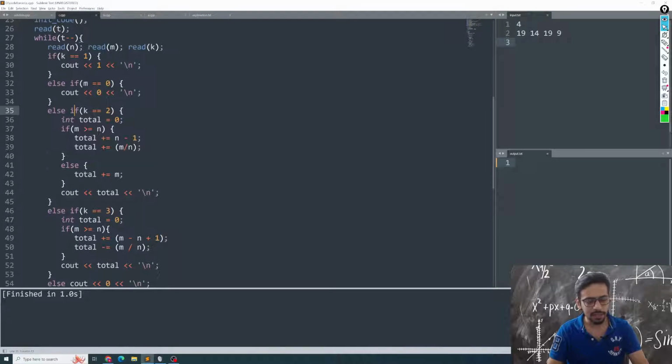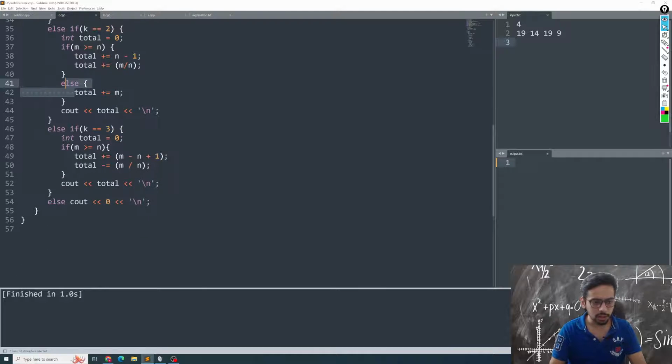Similarly, as I explained for k equal to 2, if the number of attempts I can do at the last is greater than equal to n, include all the first n minus 1 numbers followed by any number that is a multiple of n. Include those. Yeah, there's nothing much to explain. Exactly what I did there, I wrote it down in code.